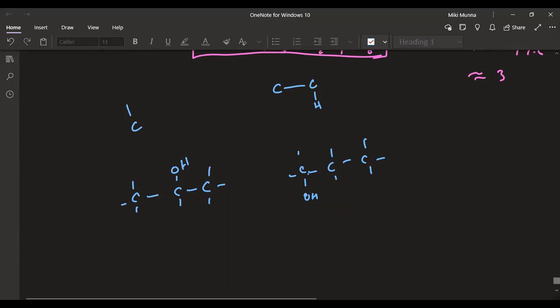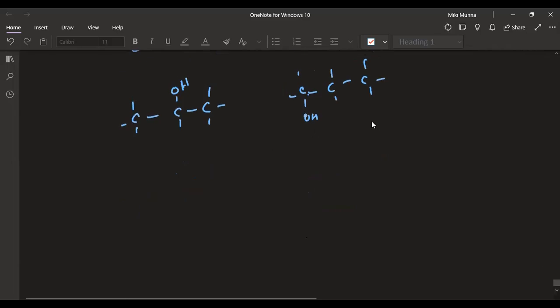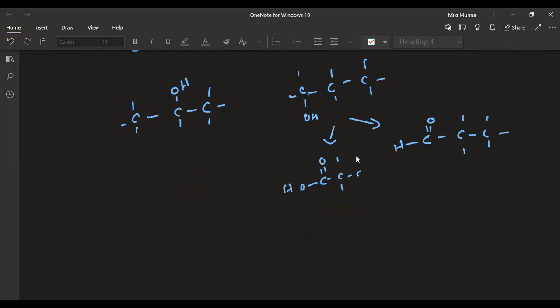Now, in each case, if we oxidize them, what happens? For the primary alcohol, we get either an aldehyde or a carboxylic acid. If it forms an aldehyde, this should be the scenario. And if it forms a carboxylic acid, this should be the scenario. However, for the secondary alcohol, what will happen? It will simply form a ketone.